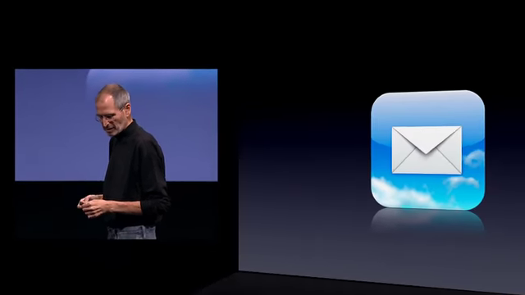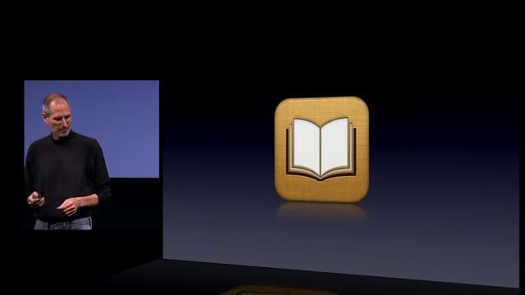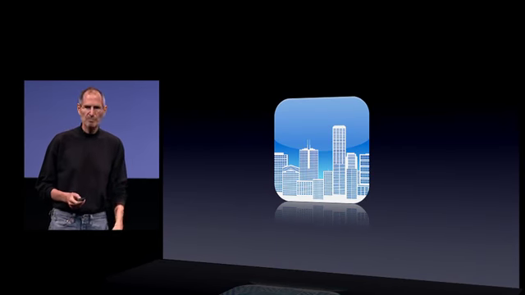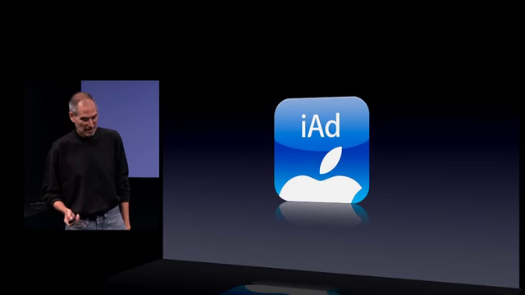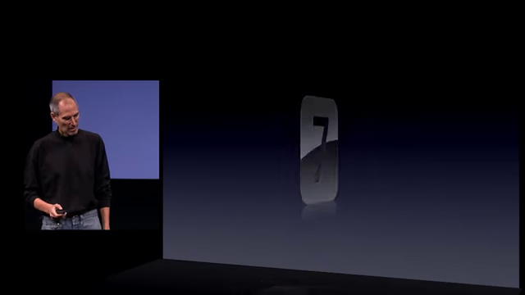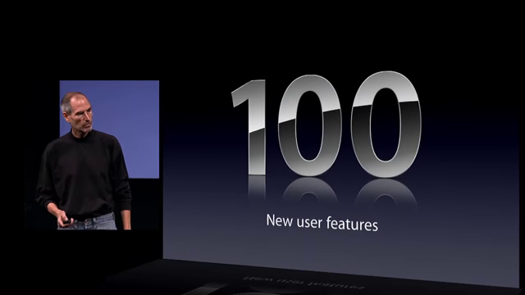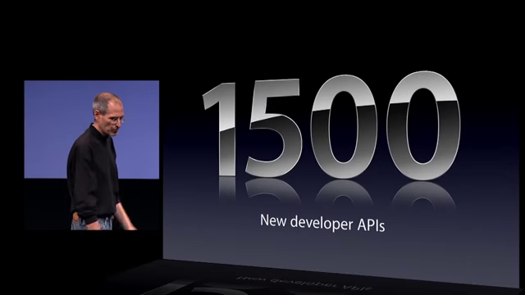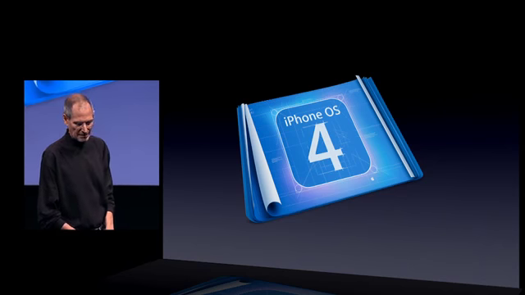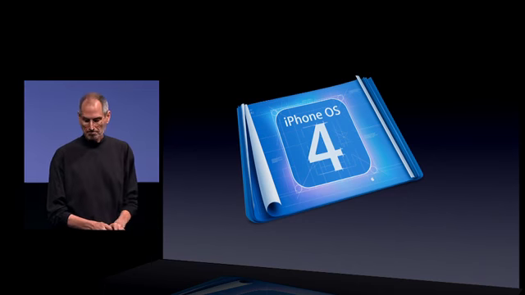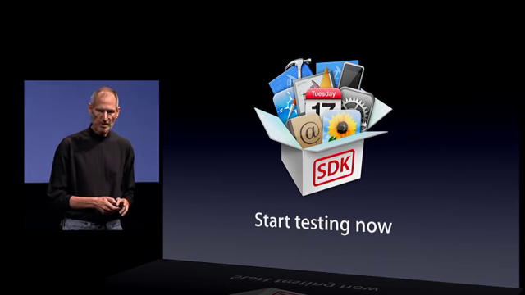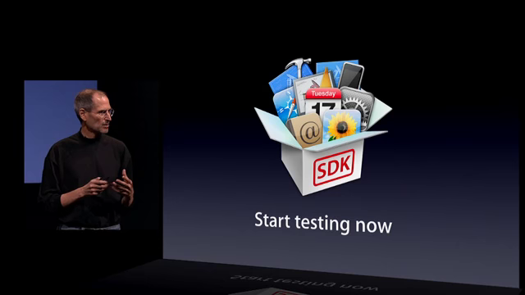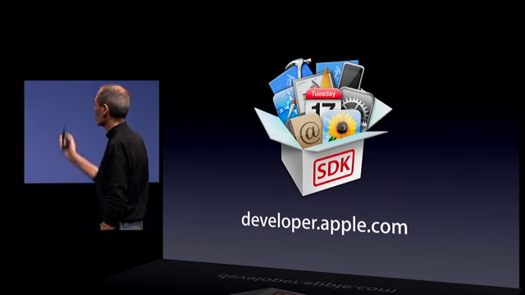So let's review. Multitasking, folders, dramatically enhanced mail client, iBooks, much deeper enterprise features, a preview of GameKit, and iAd. And these are just 7 of the over 100 user features and over 1,500 new developer APIs in iPhone 4. Now, we are releasing a developer preview today. Developers can start testing it now, can start using these new APIs now to enhance their apps, and you can get it today at developer.apple.com.